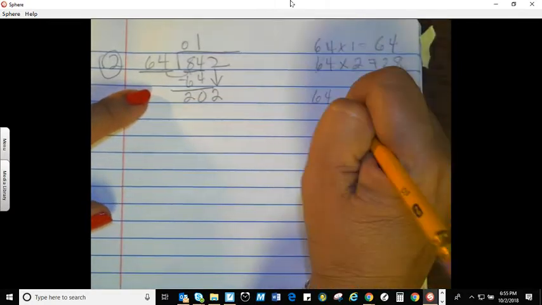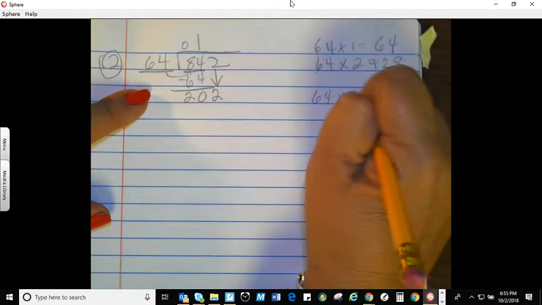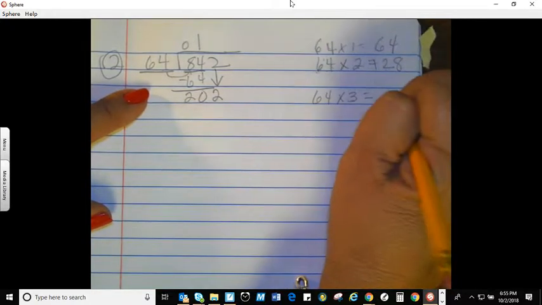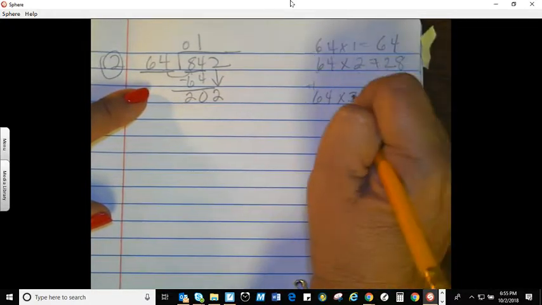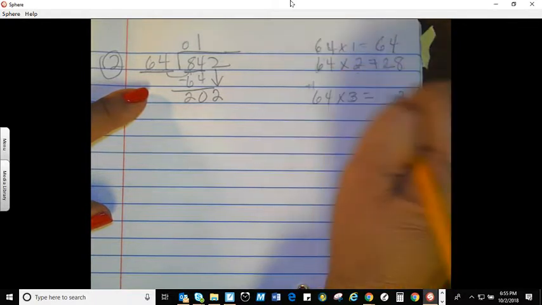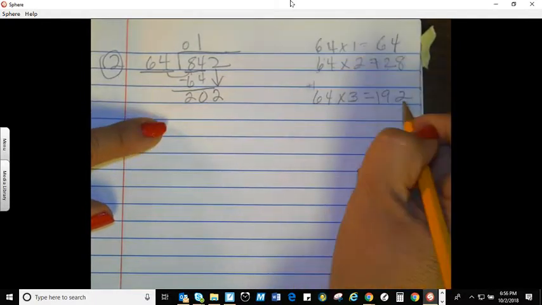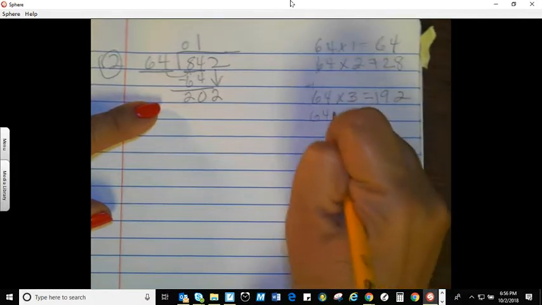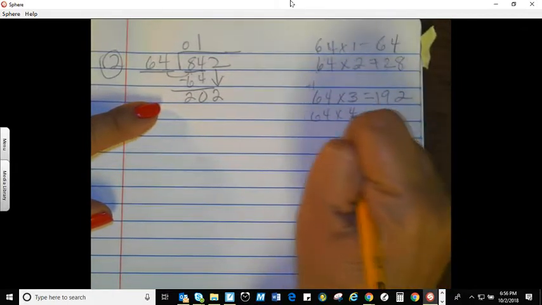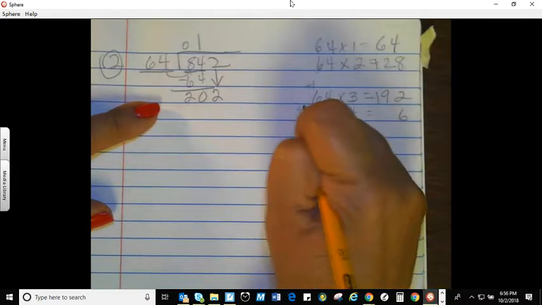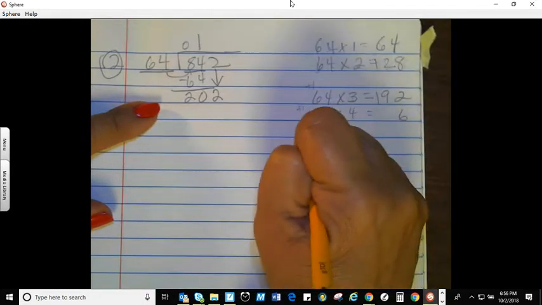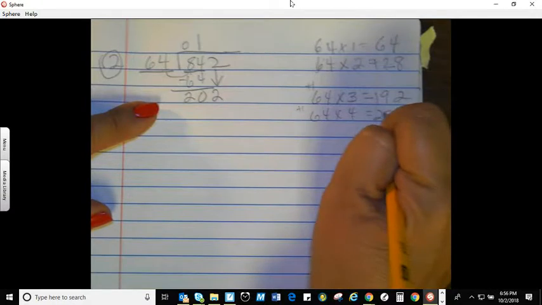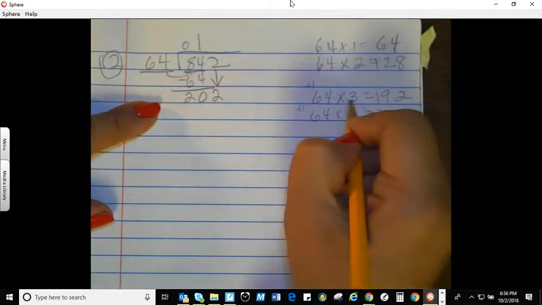64 times 3. 3 times 4 is 12. Regroup. 3 times 6 is 18, plus 1 is 19. That's probably going to be the closest I'm going to get to. But let me double check. 64 times 4. 4 times 4 is 16. Regroup my 1. 4 times 6 is 24, plus 1 is 25. It's way too big, so it's going to be 3.